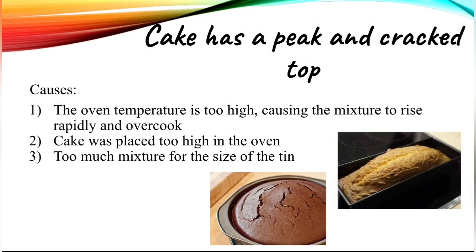If the cake has a peak and a cracked top, it could be because the oven temperature is too high, which would then cause the mixture to rise rapidly and overcook. Or it could mean that the cake was placed too high in the oven, or it could simply mean that too much mixture was added to the size cake pan.